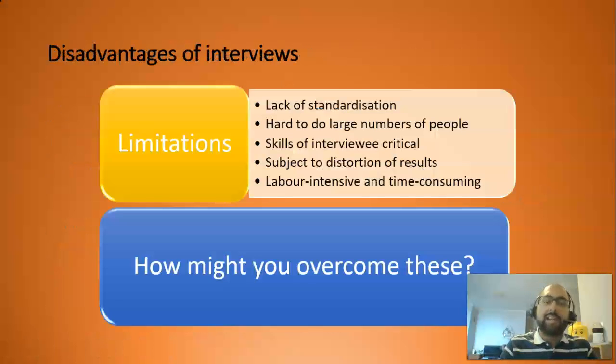The downside to interviews, class, is that they lack standardization. So it's not the same for everyone, and so there is opportunity for bias to creep in if the interviewer is not well trained. And so, as we see here, the skills of the interviewee is critical, but also the interviewer ability. Interviewer training is very important.